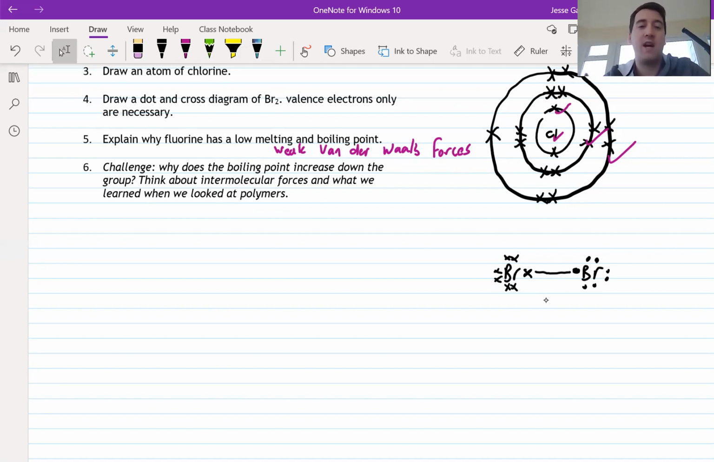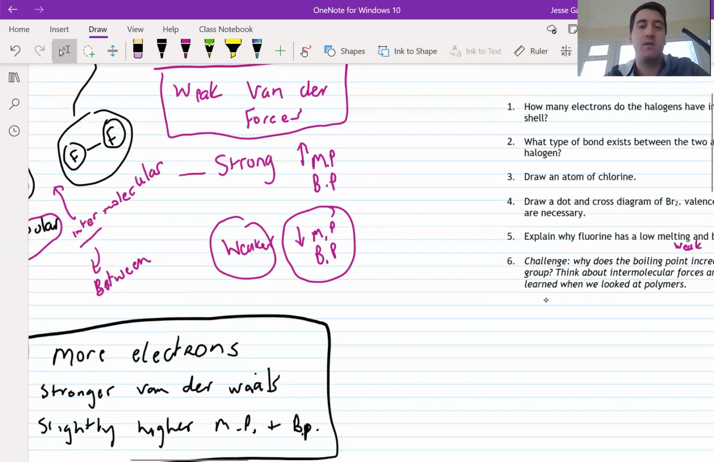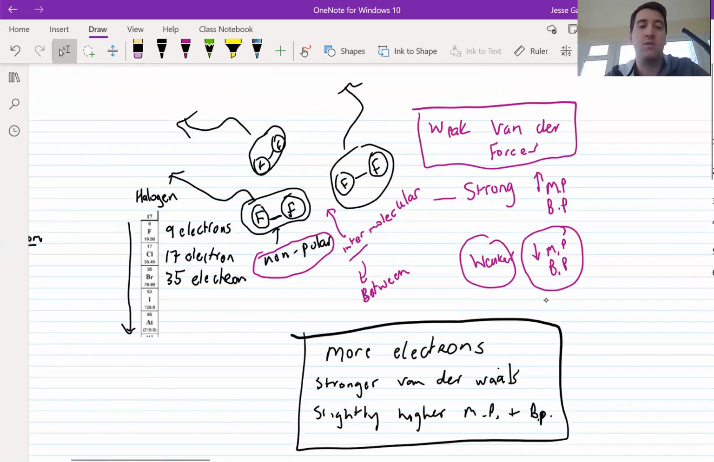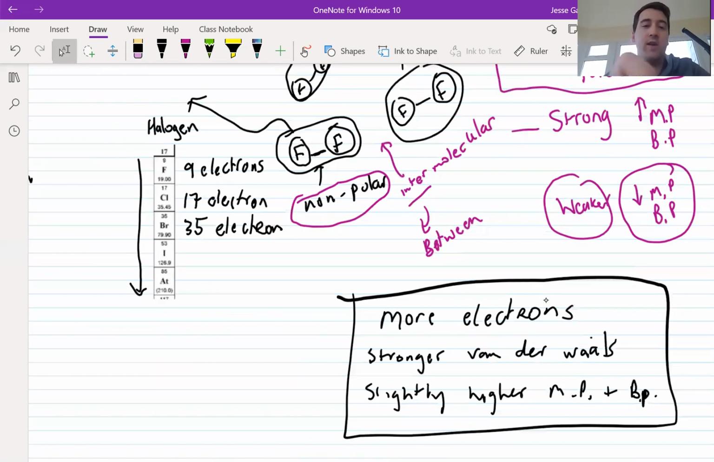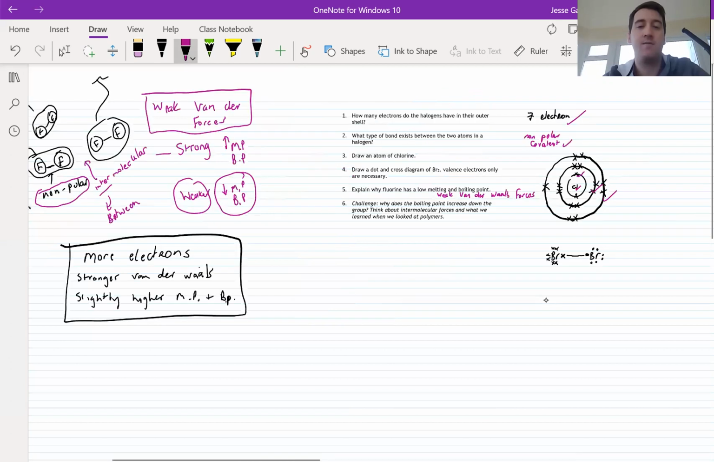And in fact, all of the halogens have low melting and boiling points. They're all low relative to other substances, but there is also a scale within them. So fluorine being the lowest, chlorine being a little bit higher, bromine being a little bit higher, but we still wouldn't describe them as high melting and boiling points. They're all low. It's just that some are lower than others. And that's to do with the number of electrons in the atom.